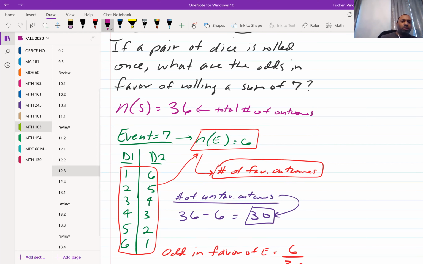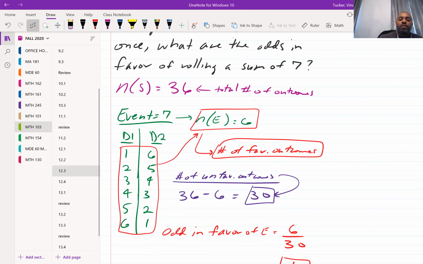Did that help? Yeah, I understand. Okay. I just want to make sure you were good. So just say it again, just reiterate before we go ahead. The favorable outcomes in this case are the ones that actually roll the 7 for us. And that would be these 6 right here. All the other ones, the other 30, do not give us a 7. So the other 30 would be considered unfavorable outcomes.